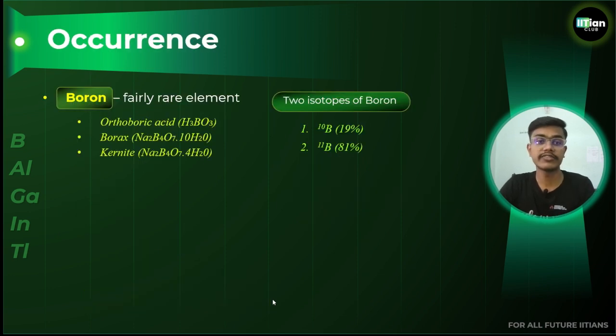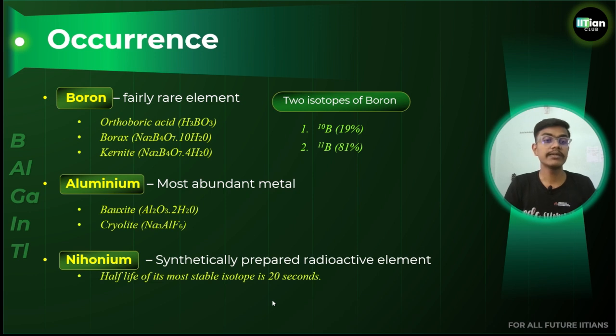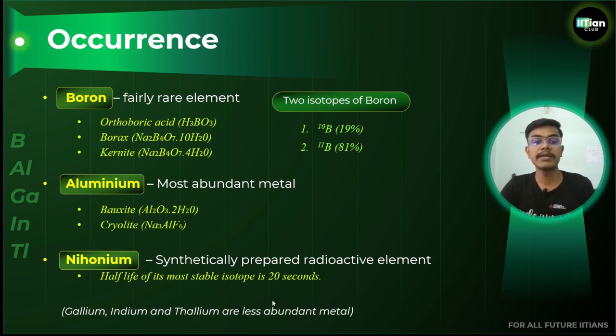Next, we have occurrences of these elements. Boron is a rare element and it occurs as orthoboric acid, borax and kernite. It has two isotopes, boron 10 and boron 11. And aluminum is the most abundant metal and you can find it in bauxite and cryolite. And nihonium is a synthetically prepared radioactive element. The half-life of its most stable isotope is just 20 seconds. So the chemistry of it is not known much, and gallium, indium, thallium are very less abundant metals.